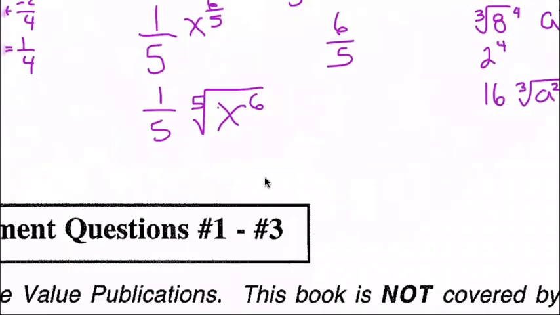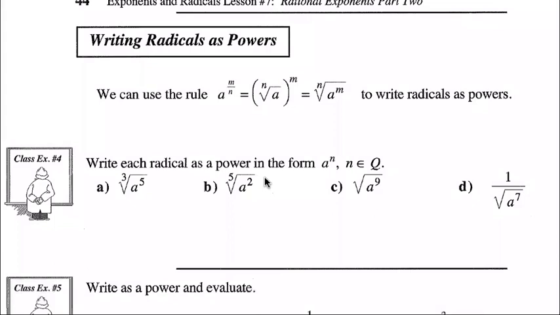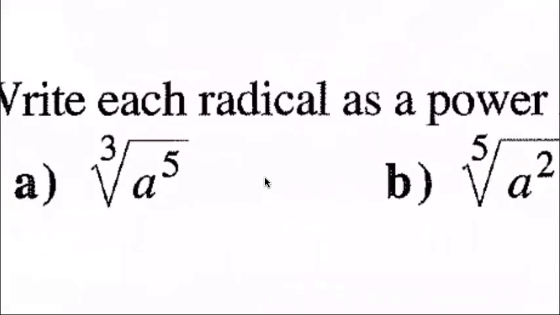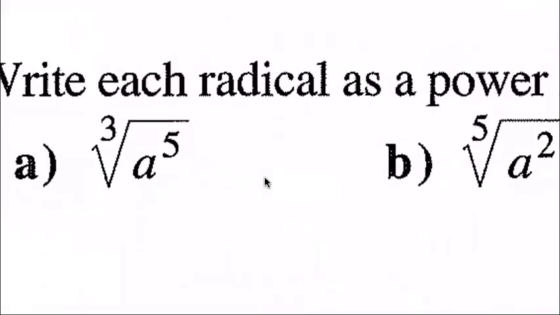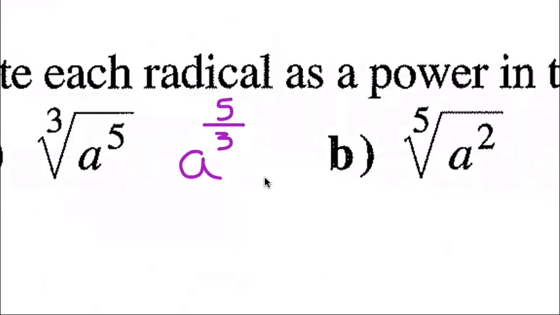Okay, let's look over the page. Well, we've looked at this rule before, so now we're going to play with that a little bit, with example number 4. Write each radical as a power in the form of a to the power of n. So now we're working this backwards. The cube root of a to the power of 5. Well, a is still our base, 5 is our exponent, and our denominator of our fraction is our index, a to the power of 5 over 3.